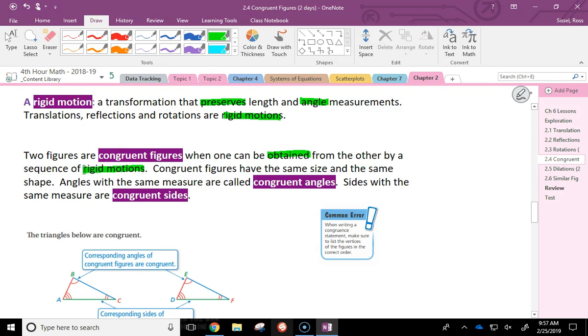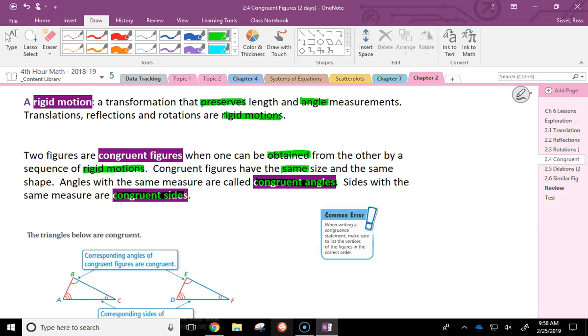Congruent figures have the same size and same shape. Angles with the same measurement are called congruent angles. Sides with the same measurement are congruent sides.